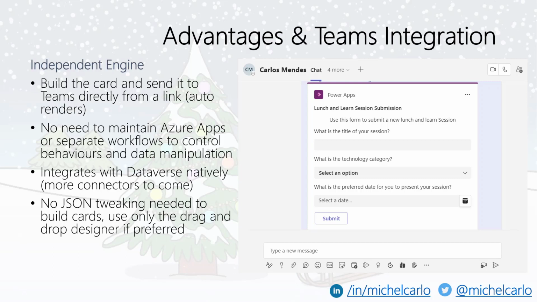That's a really good advantage because, for example, if you opted to develop a pro code bot to control how the adaptive cards are rendered, you would need to be maintaining a separate Azure application instance, control how it's going to be hosted and all of that. But when you use cards for Power Apps, it's automatically hosted in the Power Platform. At the moment, it integrates only with Dataverse, but more connectors are going to be released. That's already stated by Microsoft on the official blog posts.